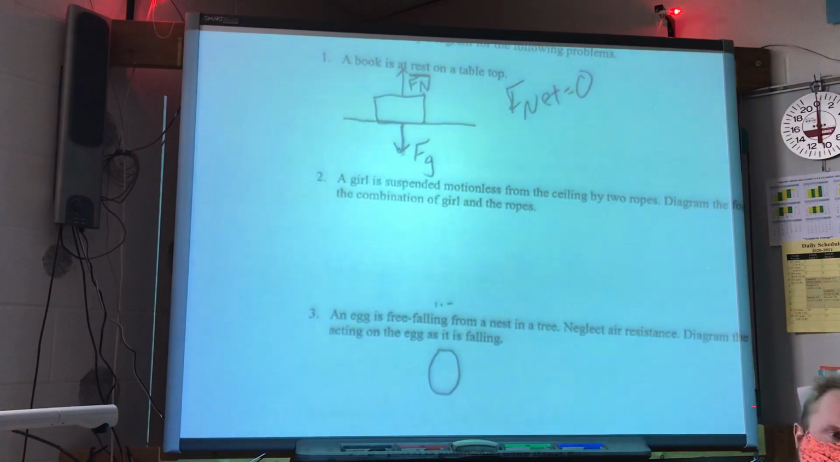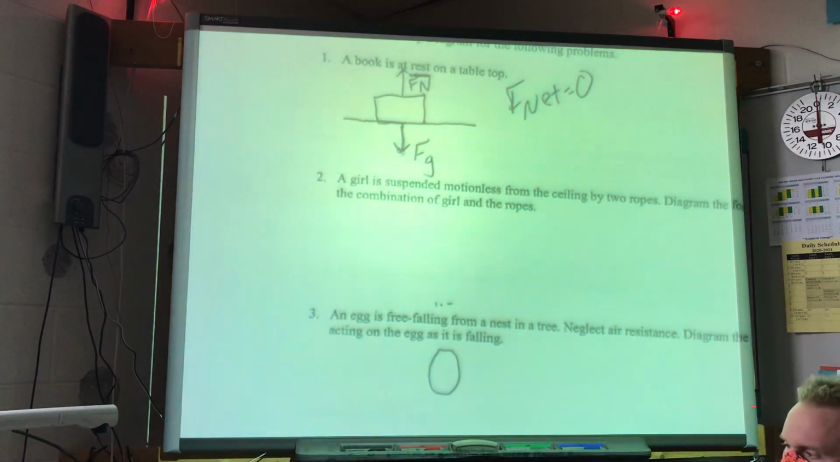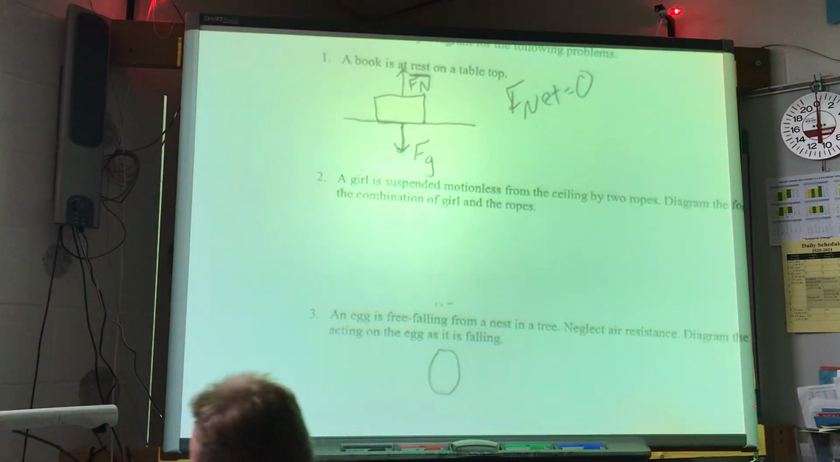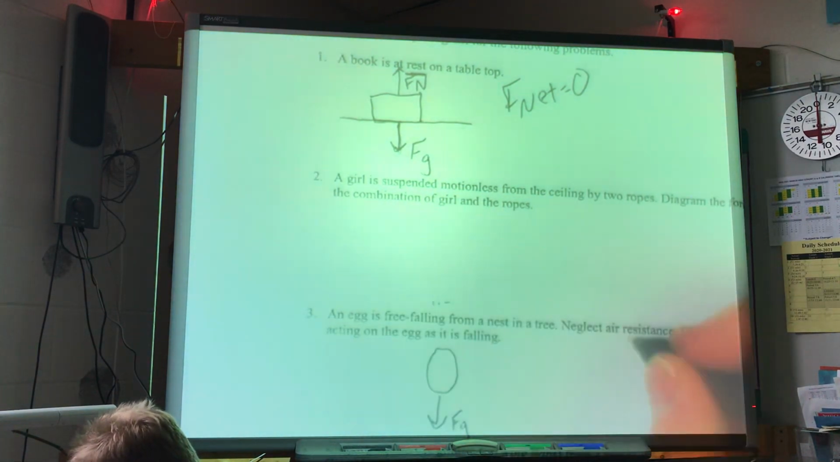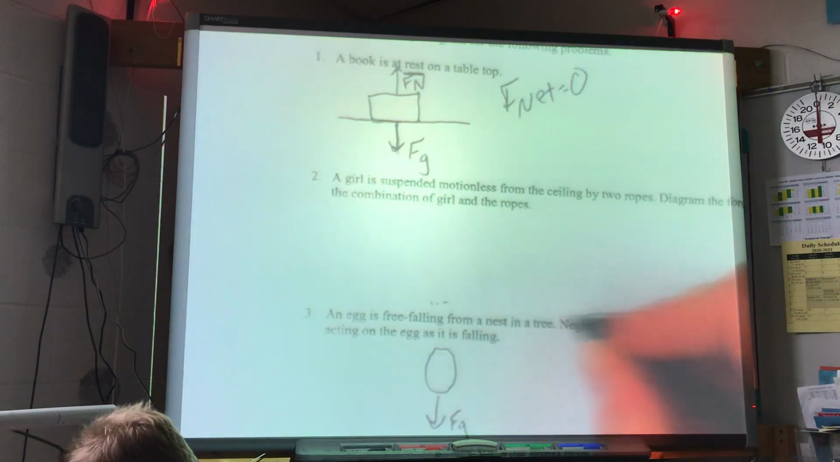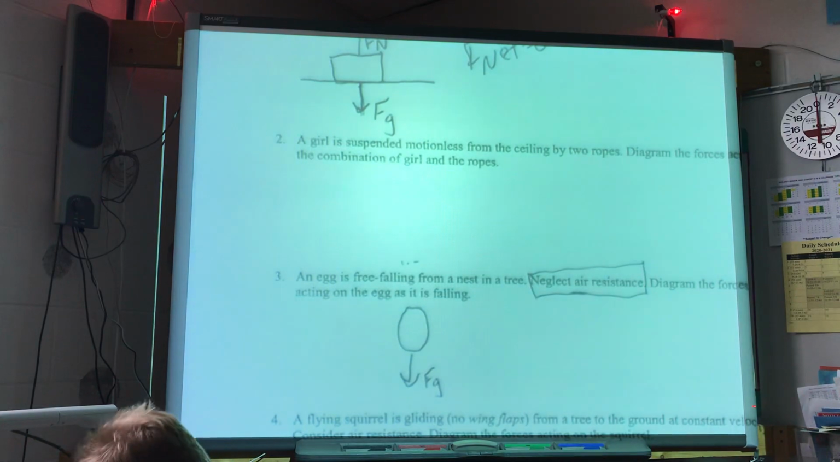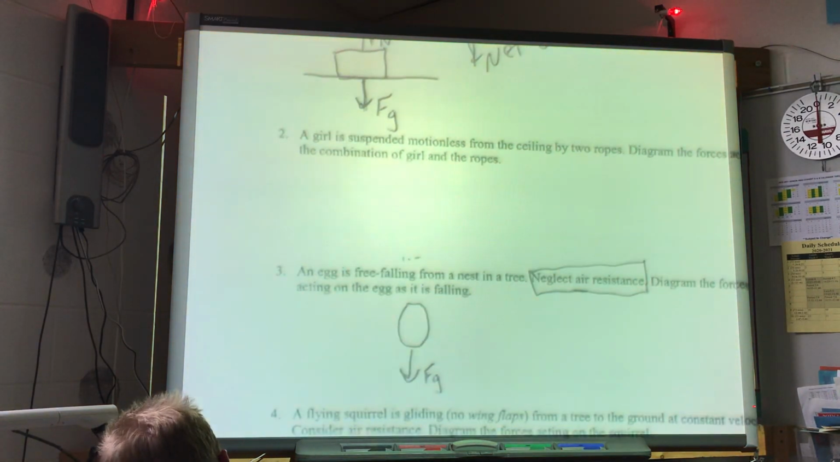So what forces are acting on this egg? Gravity. Okay, there's gravity. Anything else? Some of you might be saying air resistance, but it does say neglect air resistance. So that's it. That's the only force acting on an object in free fall.